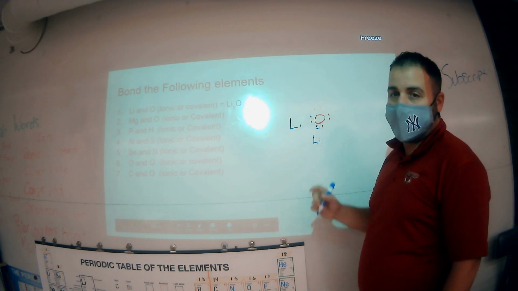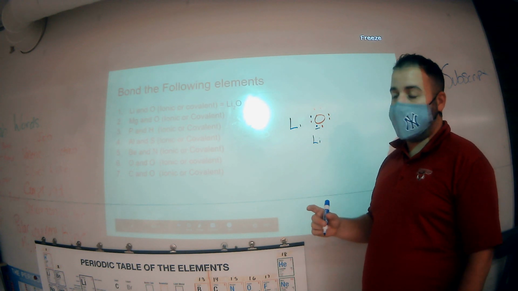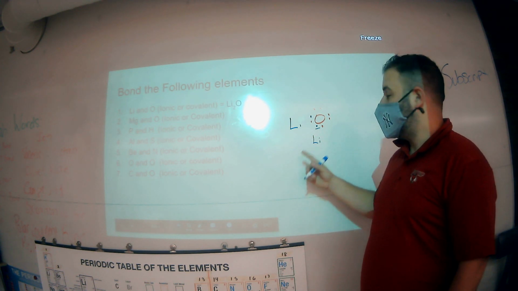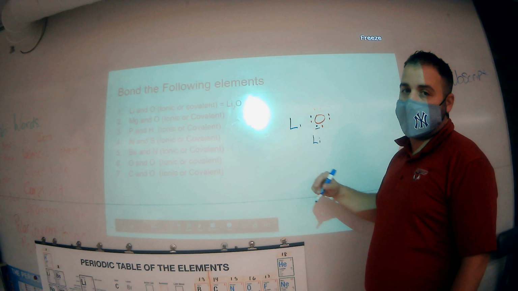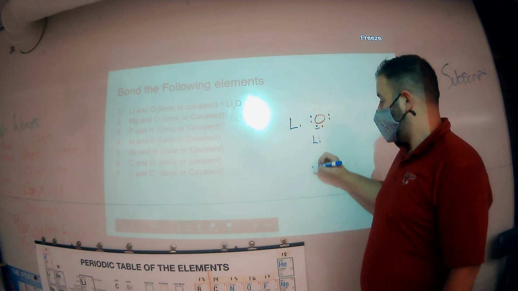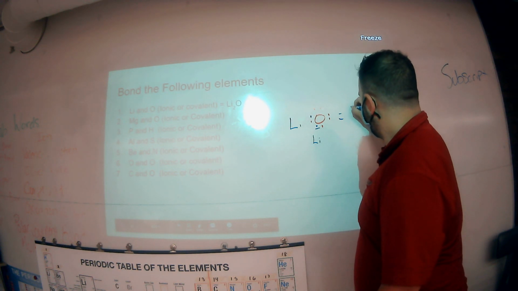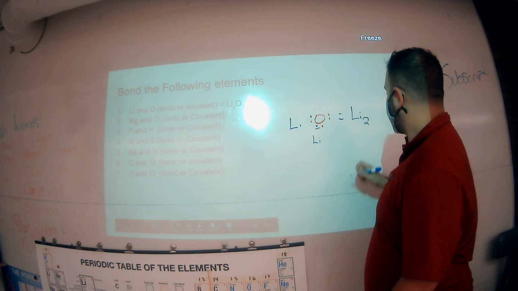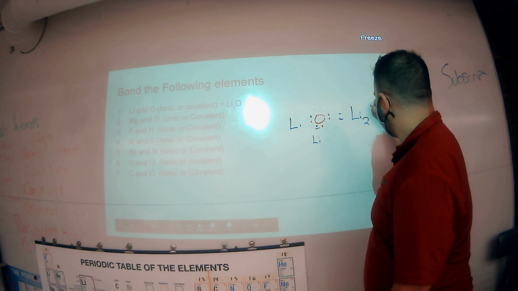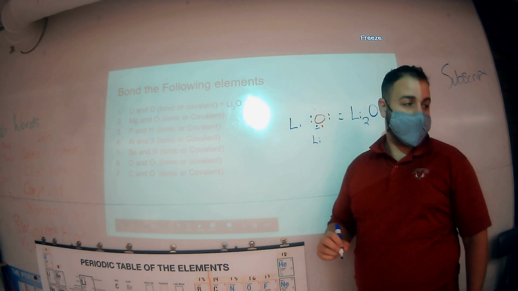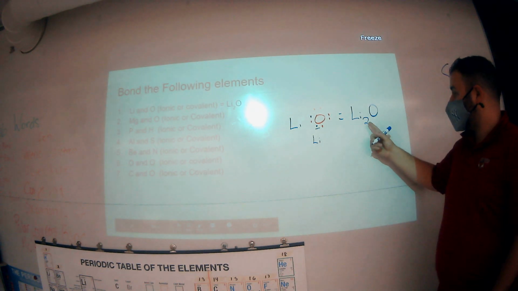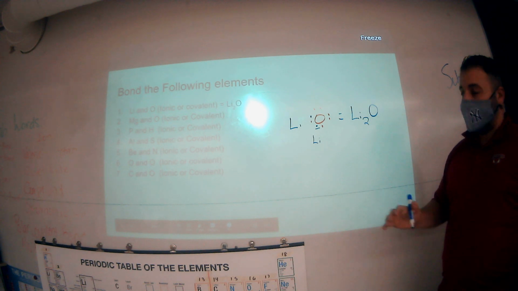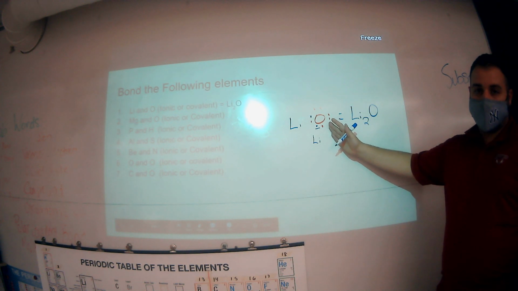So how many total lithiums, with 1 valence electron, did I need to bond with oxygen to fill its outer shell? You need 2 lithiums, this is a subscript, to every 1 oxygen. Here is your chemical formula: Li2O. This is the dot structure for it.